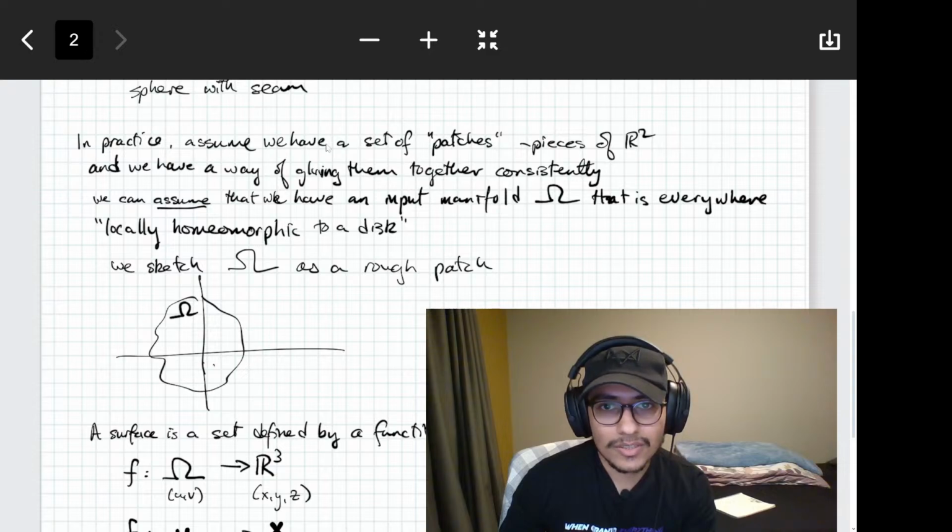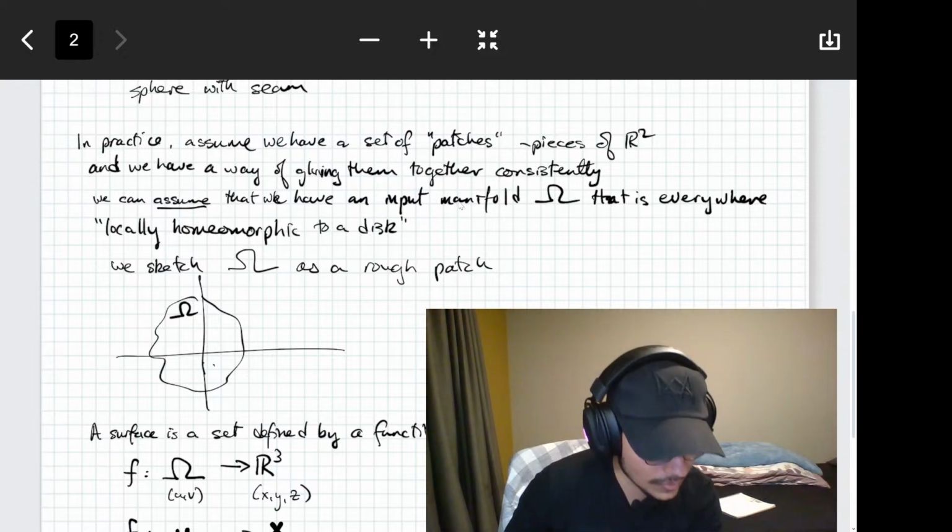In practice, assume we have a set of patches, pieces of R square, and we have a way of gluing them together consistently. We can assume that we have an input manifold.